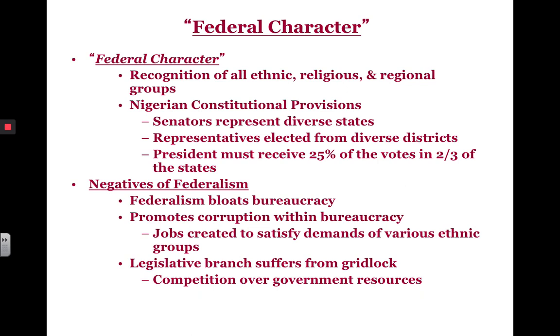So the bureaucracy gets very bloated. Lots of corruption. People are given jobs to ensure loyalty and to reward people from various ethnic groups and religions.